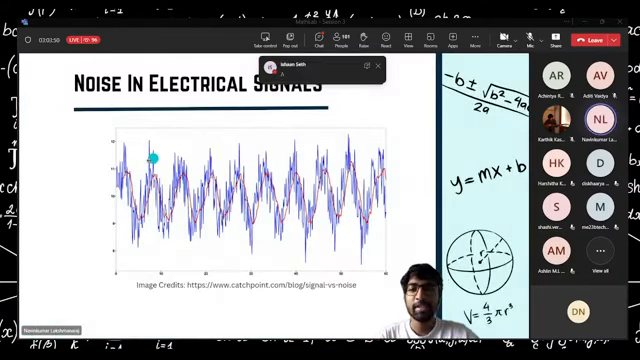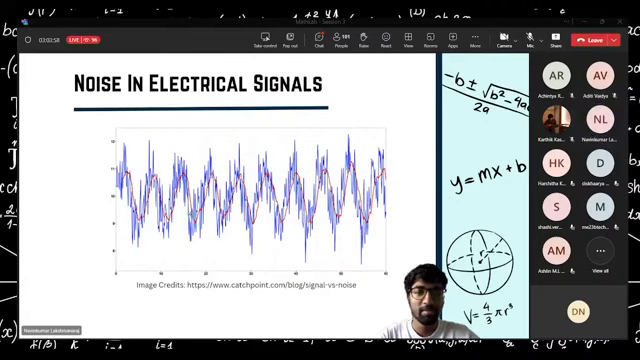So just to clarify, the blue signal is the one that's noisy, and the red one is the actual signal that you want to send. So in case you're confused about what the noise is and the actual data is, the blue signal is the noisy signal, and the red signal is the one actually containing data.